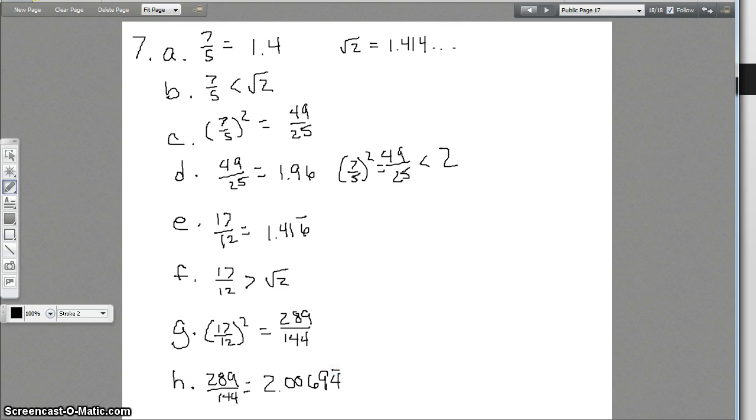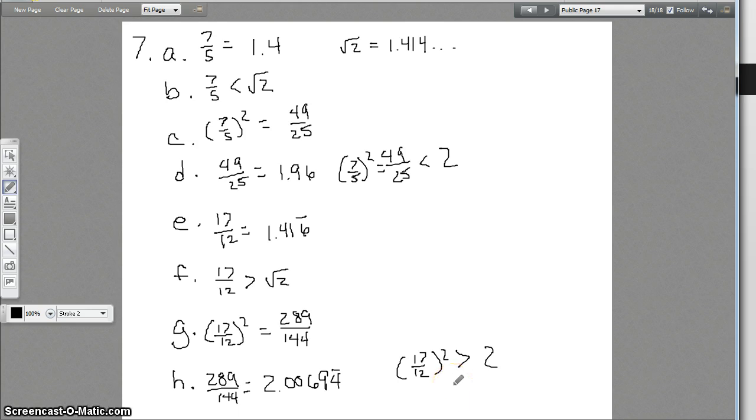2.00694 with the 4 repeating. So is that bigger or smaller than 2? It's definitely bigger than 2. So 17/12 quantity squared is greater than 2. Okay, so that's all the parts.